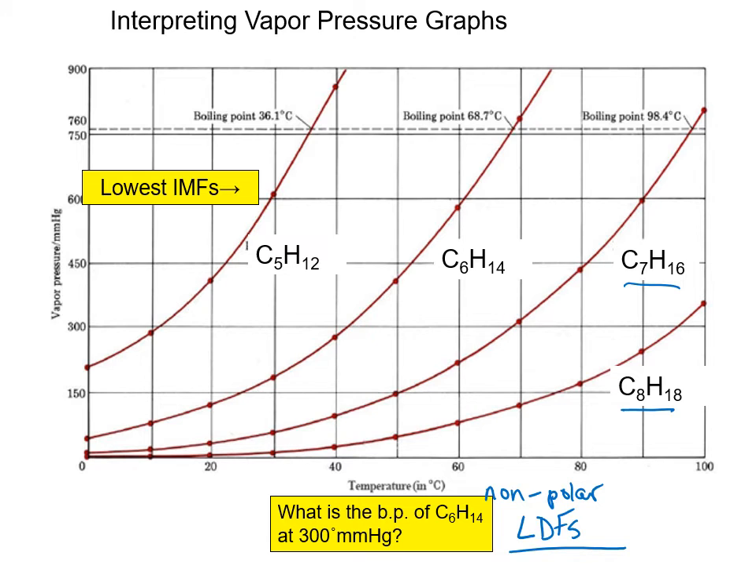Well, let's try another question here. What is the boiling point of C6H14 at 300 millimeters of mercury? Well, we find 300 millimeters of mercury intersects the line there. Then we go down to the x-axis, and it looks like it's about 42 degrees Celsius.